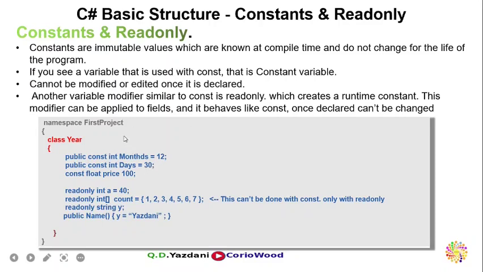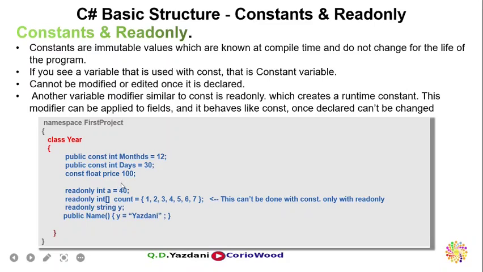If you are making programs, for example games, and your game has 12 stages, and you put a public const int stages equal to 12, it's going to remain 12 for the life of your program. As long as your game runs, it's going to remain 12 stages. You cannot make it 13. If you try, your program is going to crash, because constants are immutable values which are known at compile time and do not change for the life of the program. What is your program? Your program could be a game.